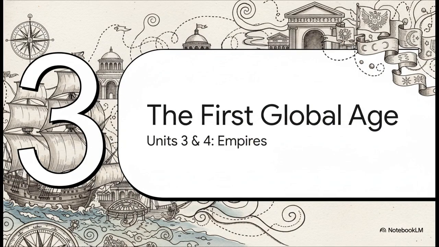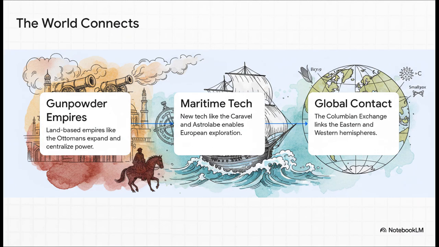And that brings us to the next great transformation, a period where new technologies and powerful empires start to weave the world into a single, global network for the very first time. This is a game changer. You can see the dominoes fall right here. On land, you've got these huge gunpowder empires, think the Ottomans, the Mughals, using new weapons to centralize their power. At the exact same time, new maritime tech like the caravel ship lets Europeans explore the open oceans, which leads them to the Americas and, boom, the creation of the first truly global connections.